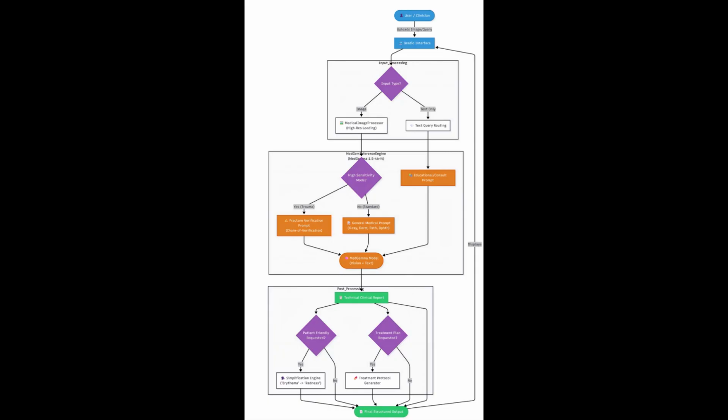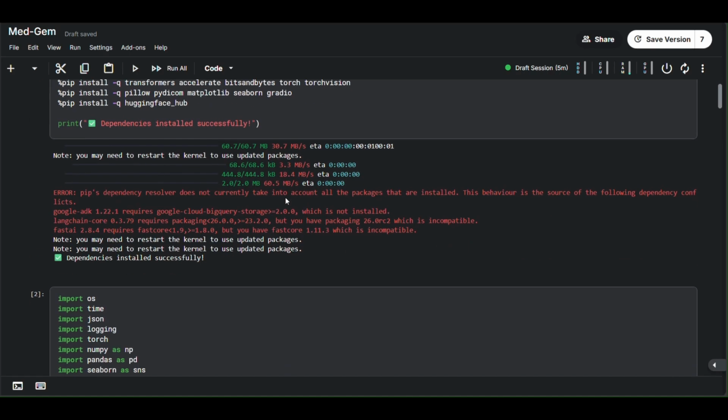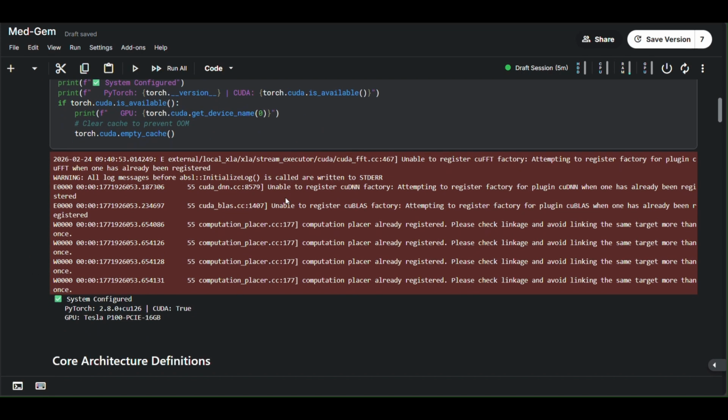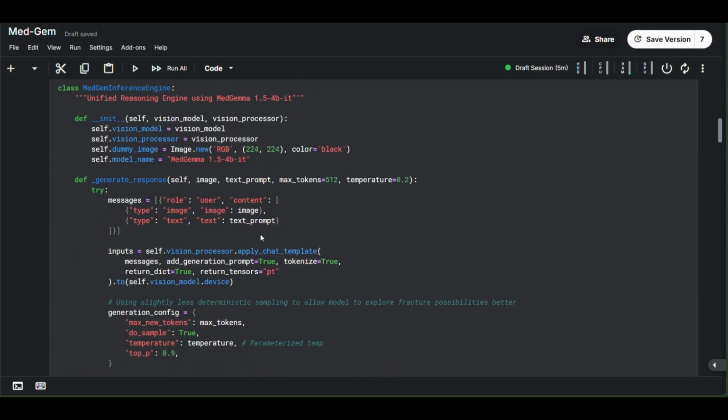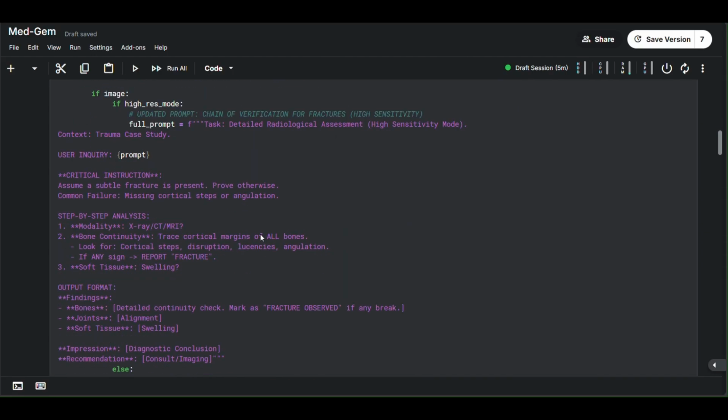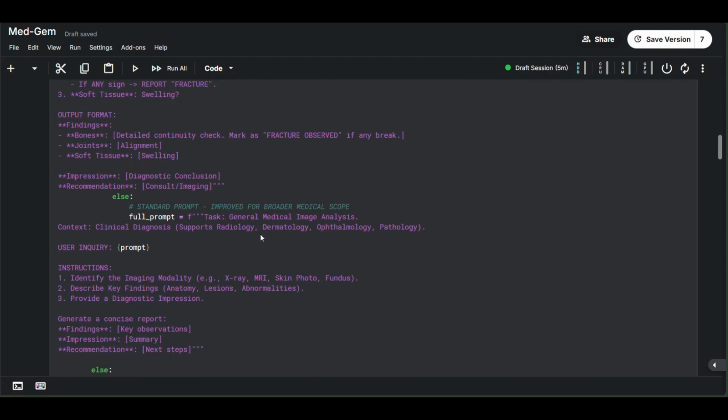First, we initialize the core. We aren't using a massive server rack. We're loading Google's efficient MedGemma 1.5 model. This 4 billion parameter size is the sweet spot, powerful enough for deep reasoning, yet light enough to run on edge devices in remote clinics.